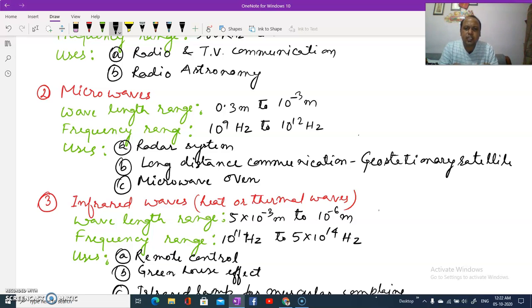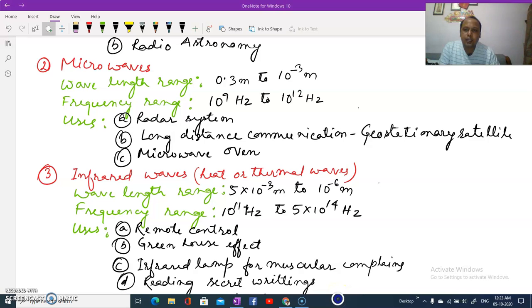So you need to understand that you cannot have a fixed value at the edges, where the limiting values may match with each other. So you need to remember the powers of 10, which is responsible for setting up the frequency range or the wavelength range. Now, some of the uses of infrared waves.